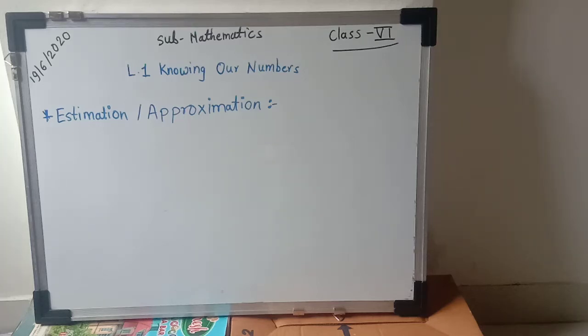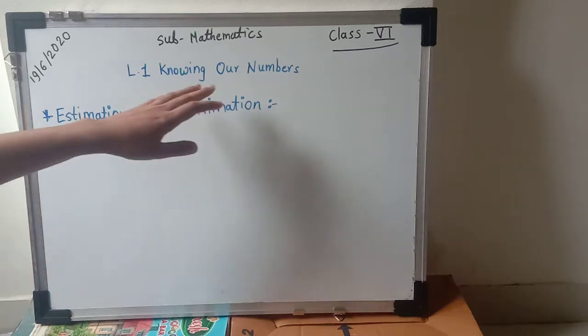Students, last session there was some problem where the video was not clear, not visible properly. So here we are going to cover the same topic which we have covered in the last session. In this session we will see what is an estimation and how to round up the number nearest tens, hundred and thousand.